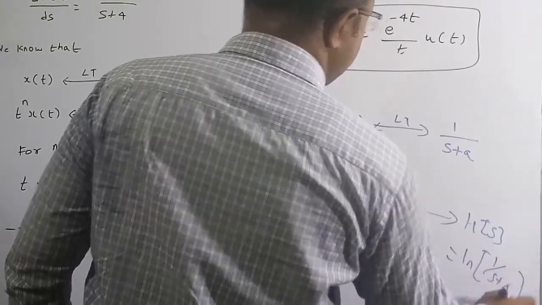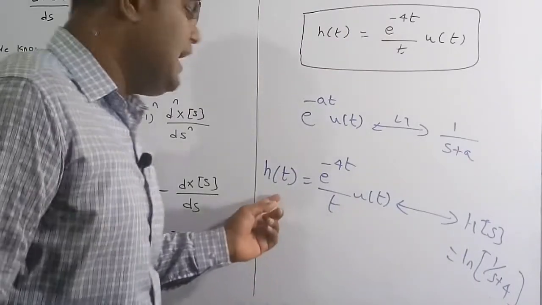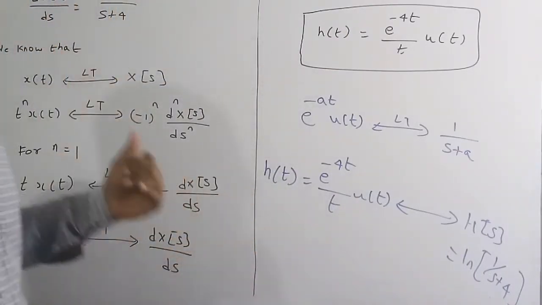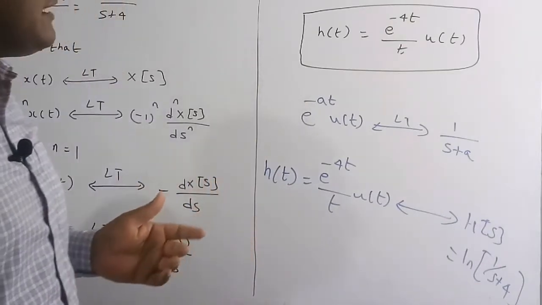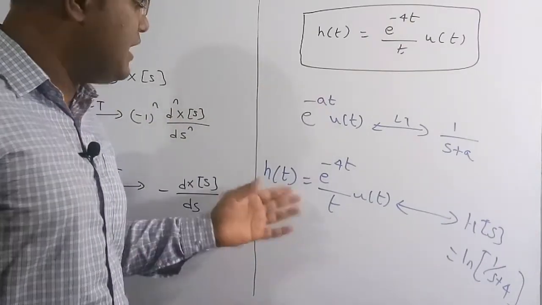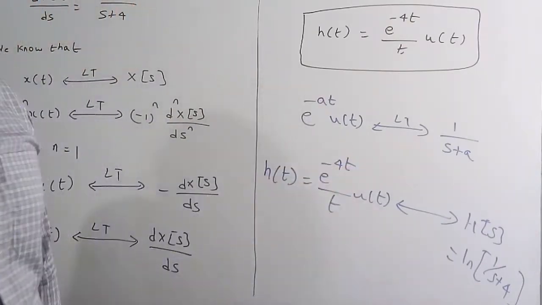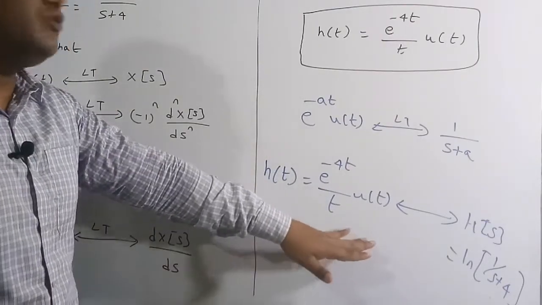So in the question they are given H(s) and they ask for the Laplace inverse. So by these fundamental equations, we rearranged and then we got this expression, which is h of t is equal to e to the power of minus 4t by t into u of t. So therefore this is the correct solution of this question.